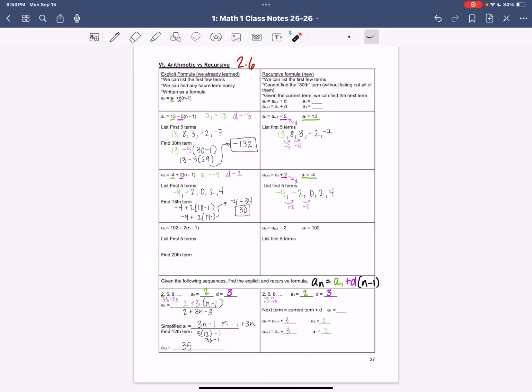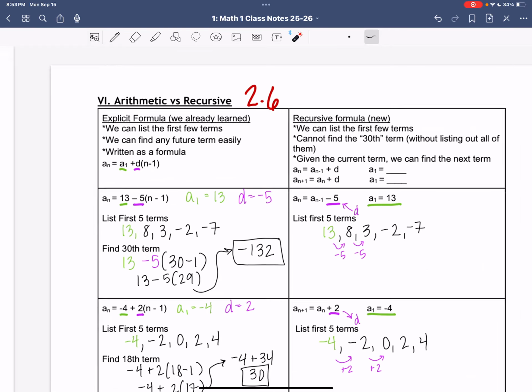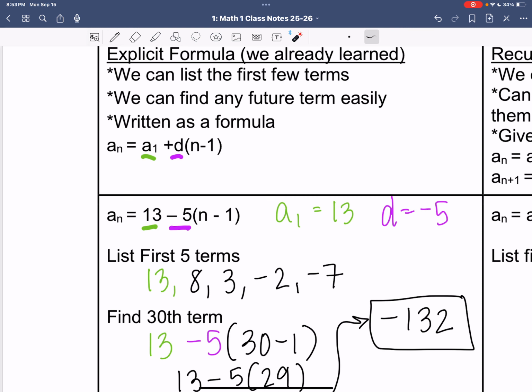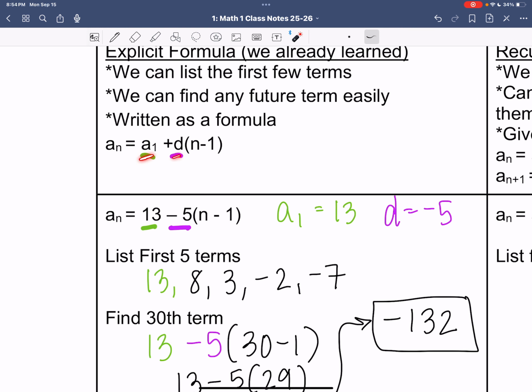All right, today what we're going to talk about is arithmetic versus recursive. So we've already talked about explicit formula, so that's where we can list the first few terms and we can find any future terms pretty easily. And the formula was what we did here, where we said first term, this was your difference, and then this was to determine how many terms you have.